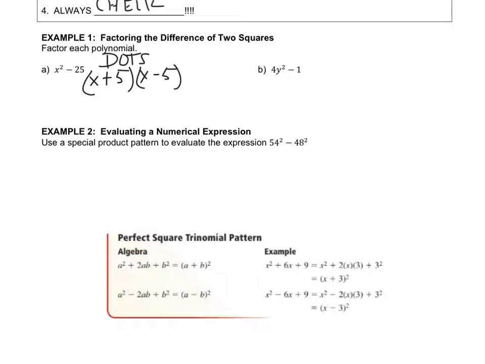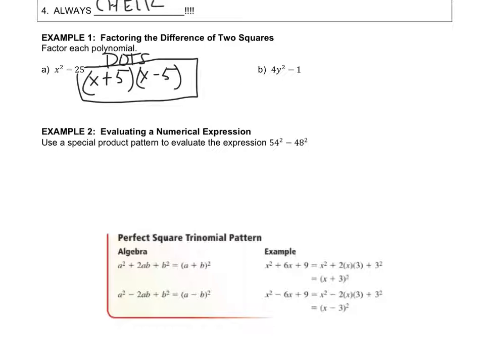And again, as a quick check, you might say, if I do my checks here, x times x is going to give me x squared. x times a negative 5 is negative 5x. 5x from the 5 times x, negative 5x and positive 5x cancel, and 5 times a negative 5 is the negative 25. That way we can say this is the factored form of x squared minus 25.